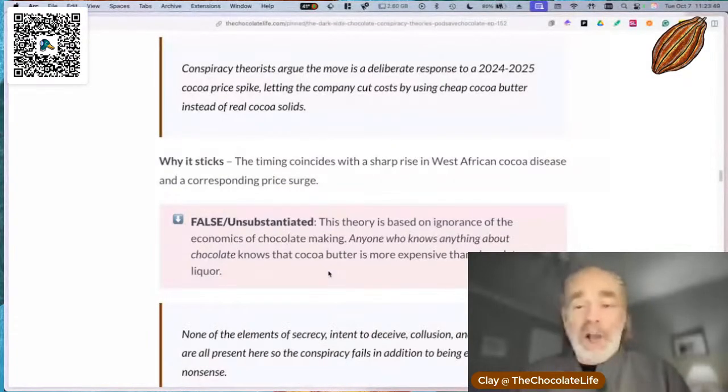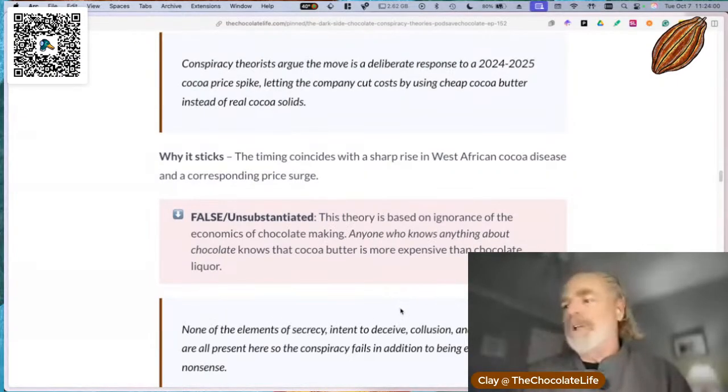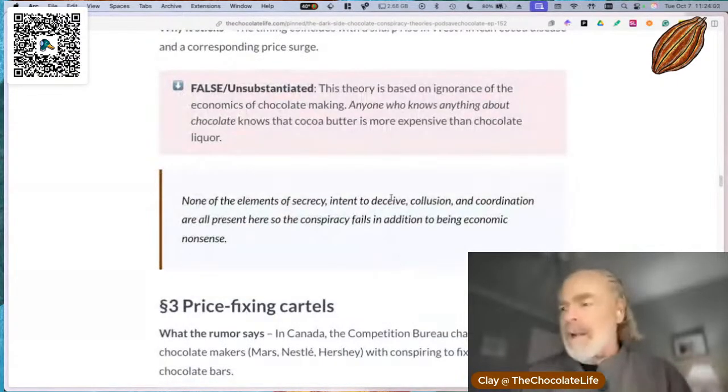And if you're a chocolate maker, small to large, you know that since the price spike, while the price of beans may have doubled, the price of cocoa butter has often tripled. So there is nothing to do with that. In addition to that, anyone who knows anything about this knows that cocoa butter is more expensive, right? And then finally, none of the elements of secrecy, intent to deceive, collusion, and coordination are present. So the conspiracy falls, in addition to being economic nonsense.